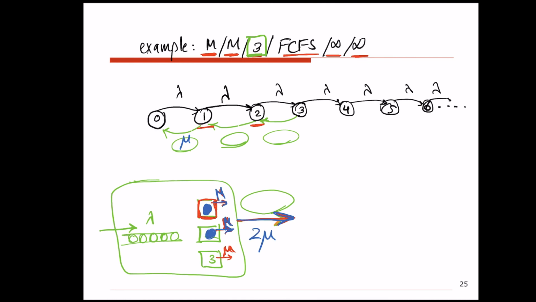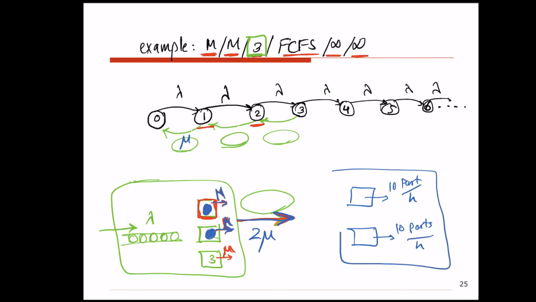So if you want to get a better sense, just assume that I have a machine, and this machine can process, let's say, 10 parts per hour. And I have another machine, and this machine can also process 10 parts per hour. So if you want to consider the rate of exit or departure from this whole system, it's not 10 parts per hour, because this machine produces 10 parts per hour, and this machine produces 10 parts per hour. So the rate of departure from the whole system is going to be 20 parts per hour. Okay, so that's exactly what happens here.